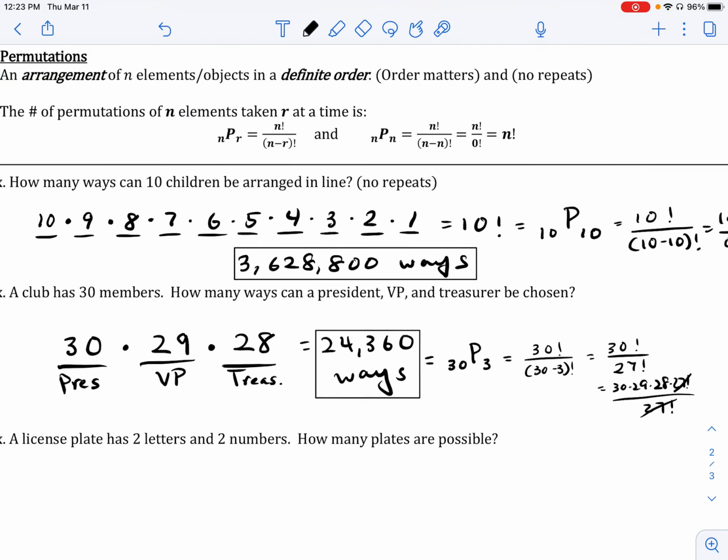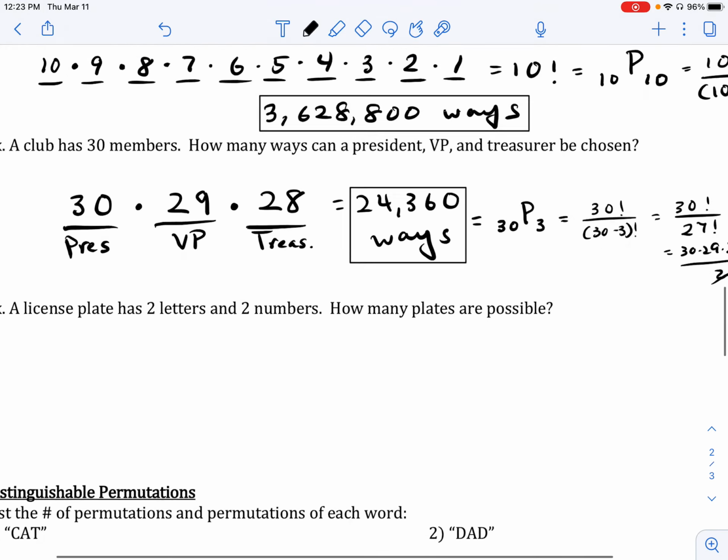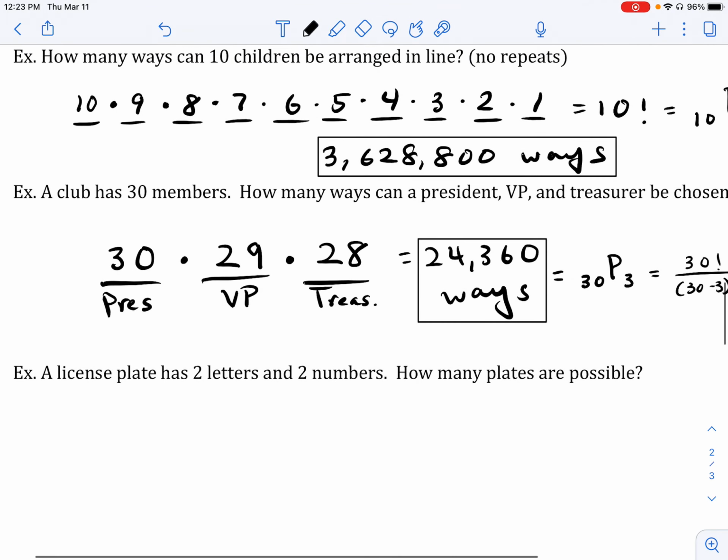Okay? All right. Now we're getting a little bit more complicated in this next example, so I encourage you to pause the video and try to see if you can set this one up for yourself. A license plate has 2 letters and 2 numbers. How many plates are possible? Well, let me write out the 4 different spots where our letters and numbers are going to go.